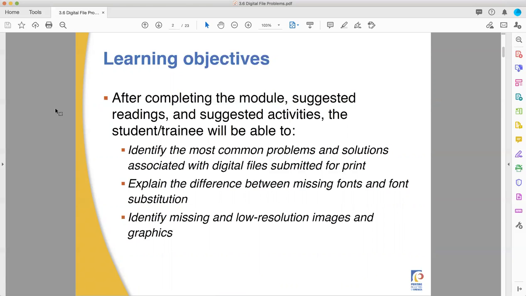We're going to look at the difference between missing fonts and font substitution because they're not the same, though they have similar things. We're also going to look at the difference between missing and low resolution images, because you get similar results and similar symptoms, but from very different diseases in both of those cases.